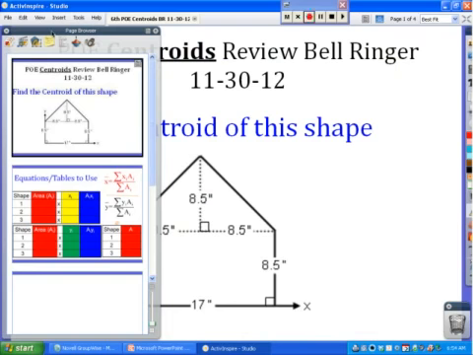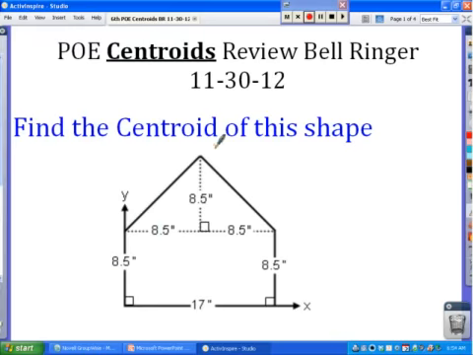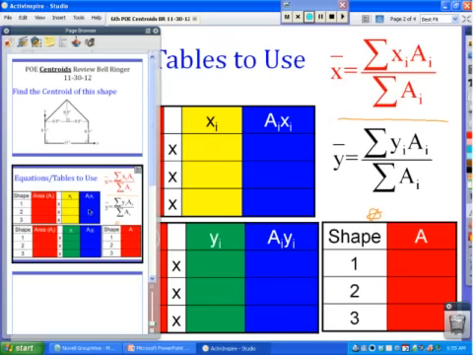So right off the bat, the easiest place to start is to find the area of each of the different shapes. Remember, the area of a triangle is half the base times the height. Both of these triangles are exactly the same size, 8.5 inches by 8.5 inches, the base and the height. To find the total area for that, I just do half of 8.5 times 8.5, and it gives me a total area of 36.125.